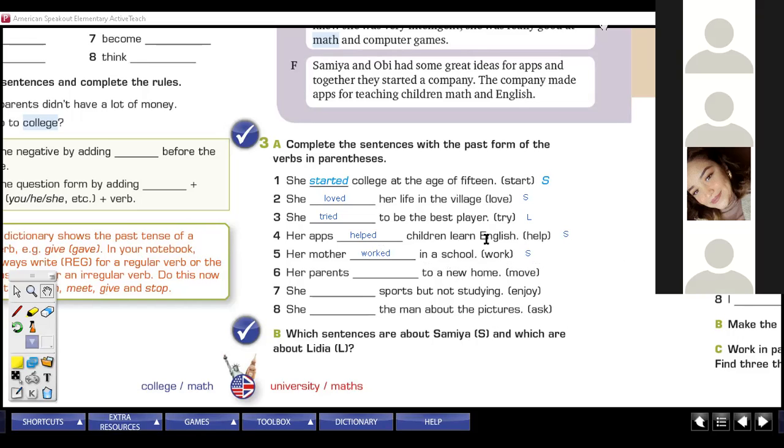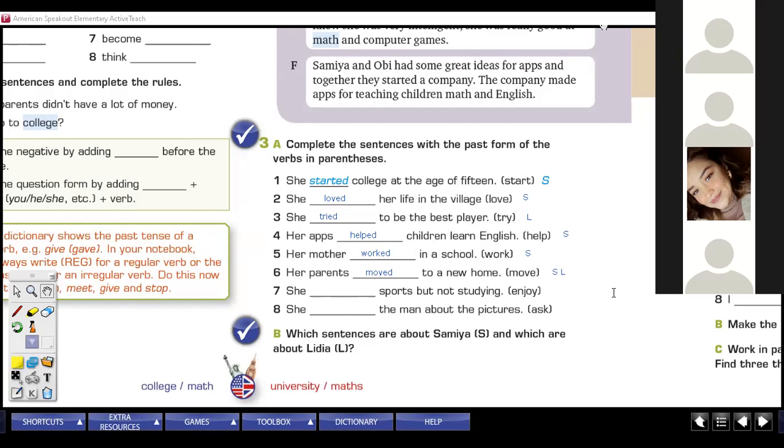Her parents moved to a new home. Okay, move to a new home. And this is of? No me acuerdo, profe. Okay, does anybody remember? Según yo eran los dos. Well, yes, because the girls bought them a house. So we can say Samia and Lydia. But if I'm not wrong, Samia used to live in a village and they moved to a new home when she started college. No? Well, it doesn't matter.